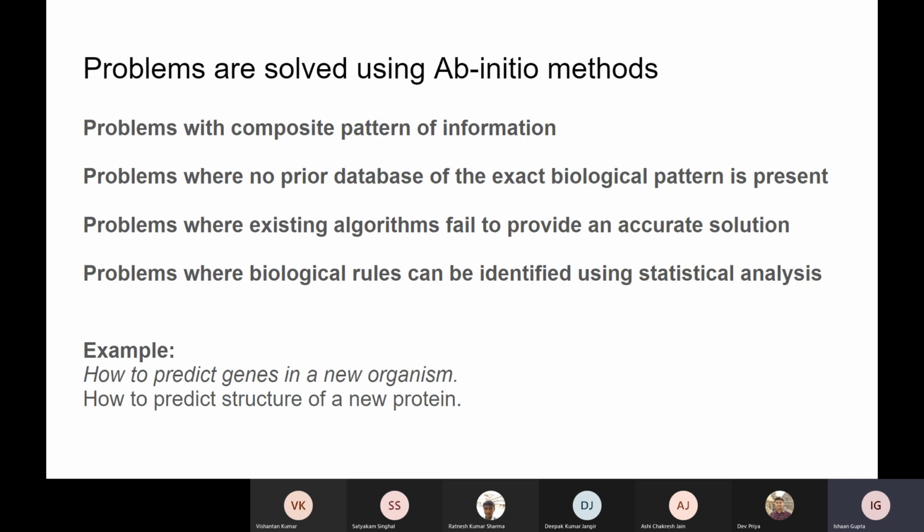So for example, two such problems which are very important in the context of biology are: how do you predict genes in a new organism? This goes along with the fourth problem that we had in the lab yesterday. And the next problem is how do you predict the structure of a new protein? This is more similar to the last problem that we had in the lab yesterday. In today's class, I'm mostly going to talk about the first problem, which is how to predict genes in a new organism. And in the next class, next week onwards, which is the last week, I'm going to touch upon how to predict the structure of a new protein and talk about some ideas in structural bioinformatics.